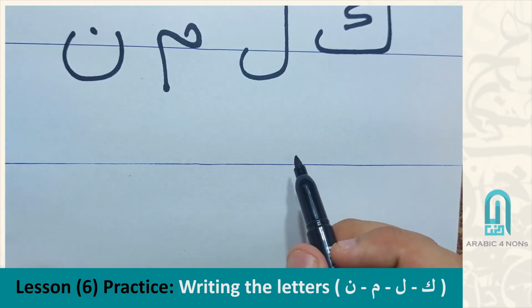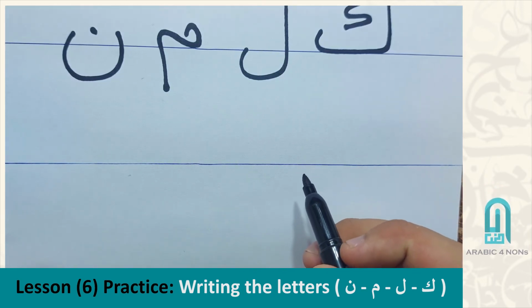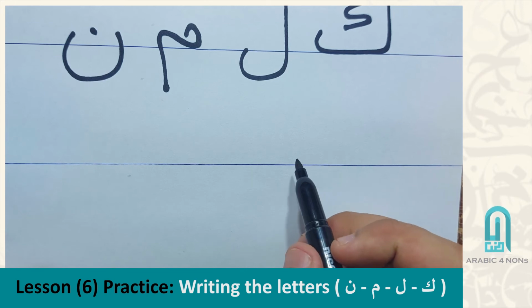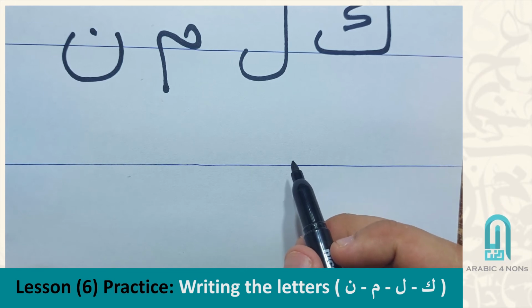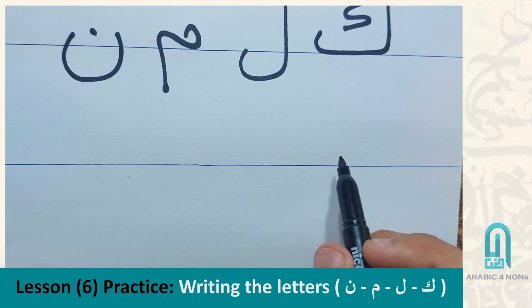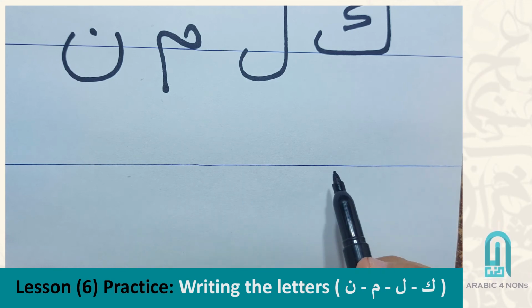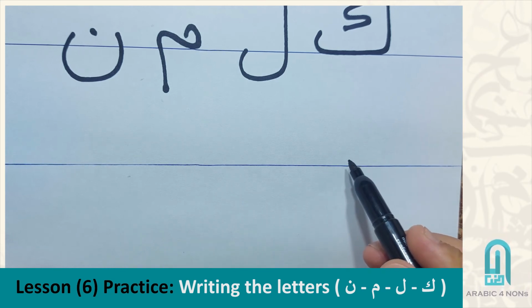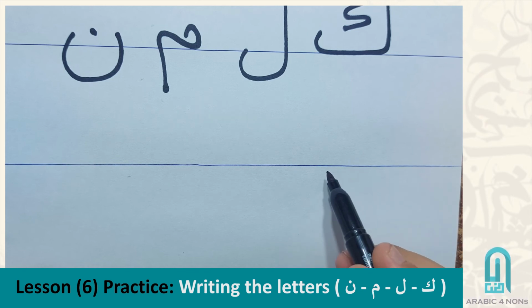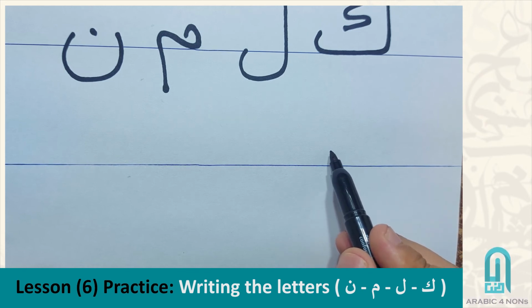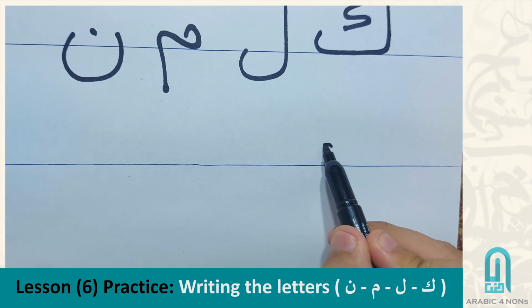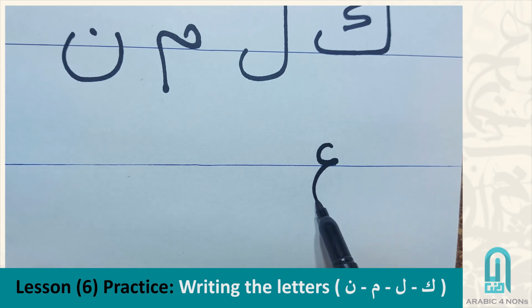I want to practice again what we did in the previous lesson. Remember, we had two groups of similar shaped letters. The first one contains two letters and the other one also contains two. The first group contains A and Gha. We start a little up the line, one small curve, and then one bigger curve, like this. This is letter A, no dots.